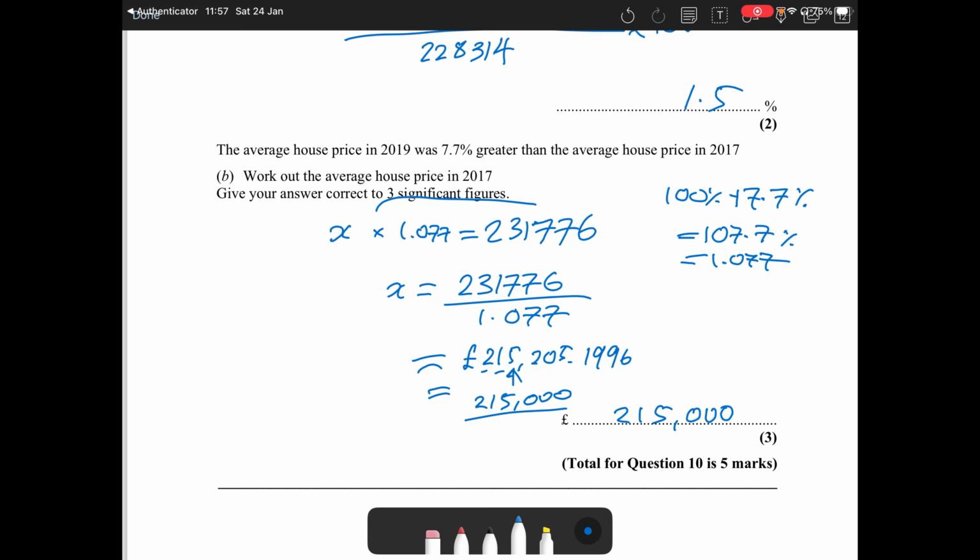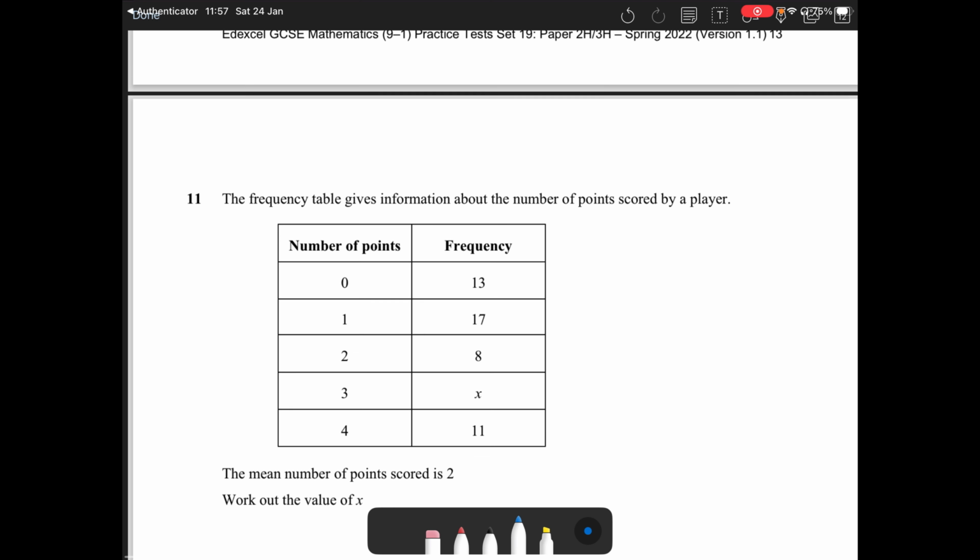Very nice. Let me just double check the mark scheme. I've got to get in the habit here. Last paper I did, I made one or two silly mistakes, and you know what? If I'd checked the mark scheme, I would have spotted them. Okay, that was good. Mark scheme agrees. Number 11.